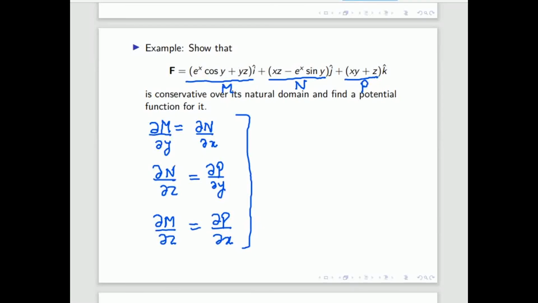So you can verify yourself this field is conservative. Now I will find the potential field, that means phi. If it is not conservative, you cannot find the potential field. If it is given conservative, then you can directly find the potential field.